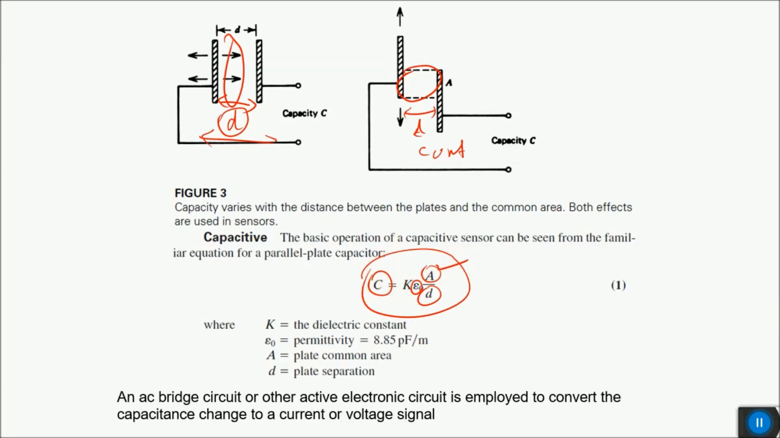For signal conditioning of these types of capacitive displacement sensors, we can employ an AC bridge circuit, or other active electronic circuits can be used to convert the change in capacitance into change in current or voltage that can be further processed by your signal conditioning circuits.